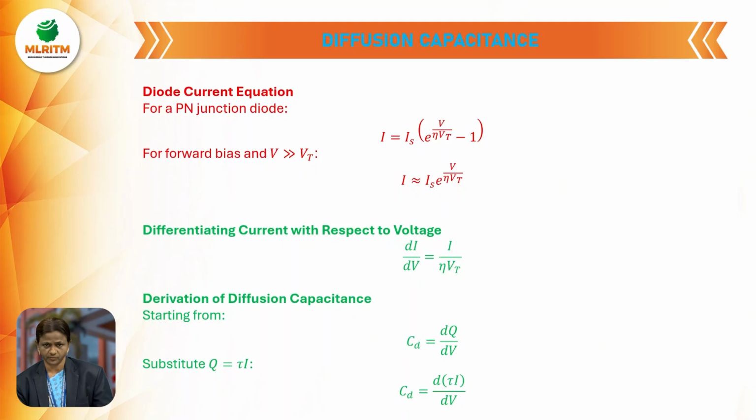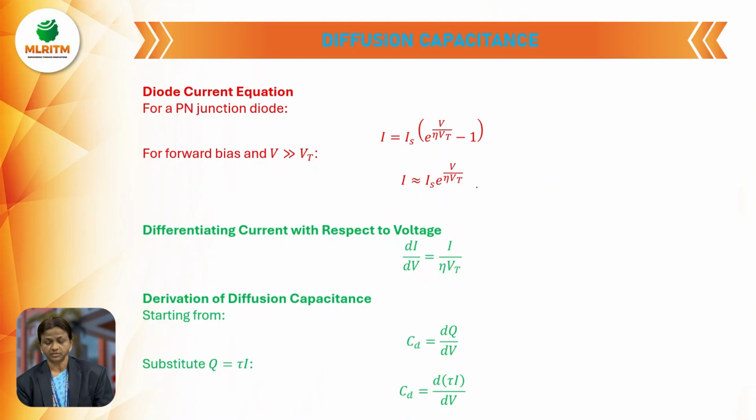Whenever PN junction diode is in forward bias, applied voltage value is positive. Whenever applied voltage value V is positive, this exponential term becomes large, and then you can neglect this one value. This one value is very less than e power v by eta Vt. Then I equal to I naught into e power v by eta Vt only. Therefore the diode forward current IF equal to I naught into e power v by eta Vt only.